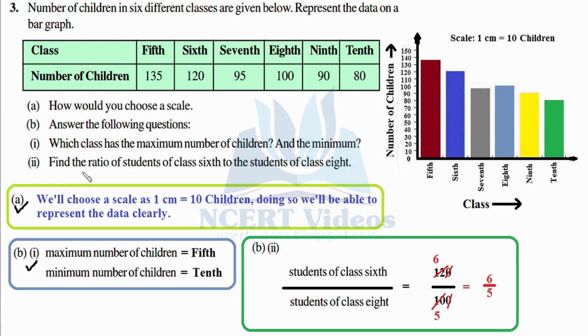Second, find the ratio of students of class 6th to the students of class 8th. What is ratio? It is simply dividing the asked observations. So students of class 6th, where is your class 6th? Here it is 120. And of class 8th, where is your 8th? Here, when you match it, it is 100. 0 0 cancel, 2 5s are 10, 6 2s are 12. So the ratio is 6:5. That's your B part of question 3rd.